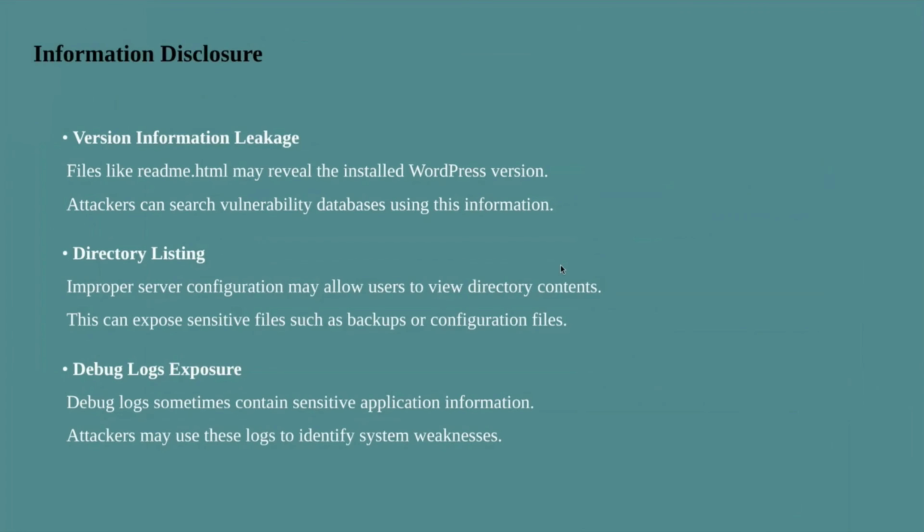Next, we see information disclosure. Mainly information disclosure happens via versions, directory visibility, and similar things. Information disclosure helps an attacker gather information, and even a small piece of data can reveal vulnerabilities. So proper configuration prevents accidental data exposure.